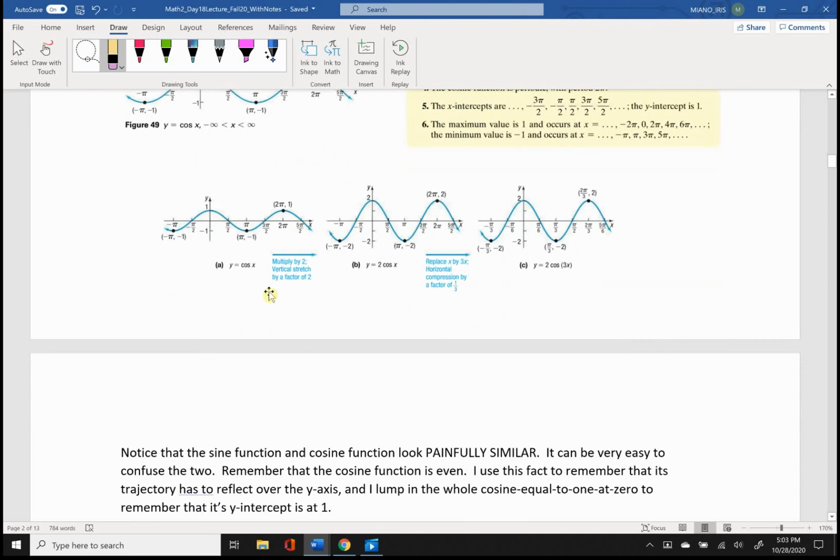We could talk about manipulations of transformations, like if we needed to stretch it vertically, we can multiply it by some number. Here in this example, we have a stretch by a factor of 2. If we needed to horizontally compress, we would have the multiplier be directly on the x, and that would kind of compress it like you would folding in an accordion.